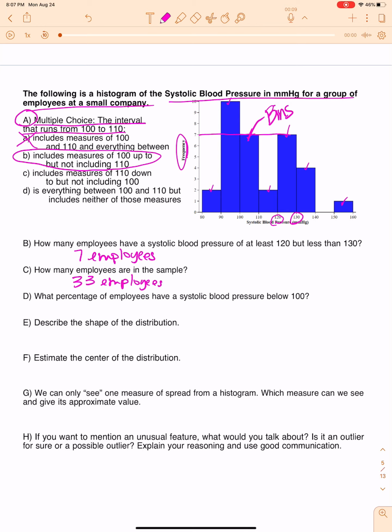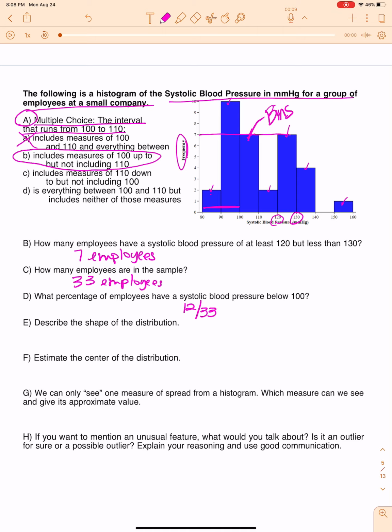Okay, part D, what percentage of employees have a systolic blood pressure below 100? Well, below 100 is going to be this group right here. There are 2 in this bin and 10 in this one. So to get a percentage, that's going to be 12 out of 33 people. And I think it's like approximately like 34%, something like that, 36%, I don't know. So I don't have a calculator with me, so you'll just have to trust me. So that's how you would find the percentage.